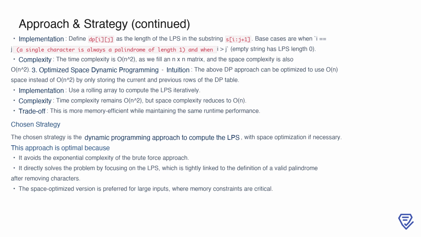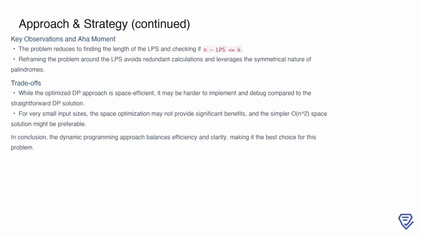Despite this, both versions maintain the same O(n squared) time complexity, making them much faster and more scalable than the brute force solution. The key insight here is that the problem can be reframed as finding the LPS and checking whether the difference between the string length and the LPS is less than or equal to k. This reformulation leverages the symmetrical nature of palindromes and avoids redundant calculations. By focusing on the LPS, we directly address the core of the problem in an efficient manner.